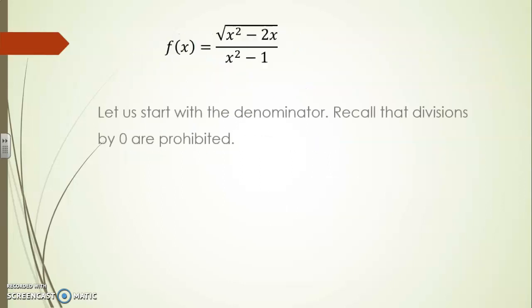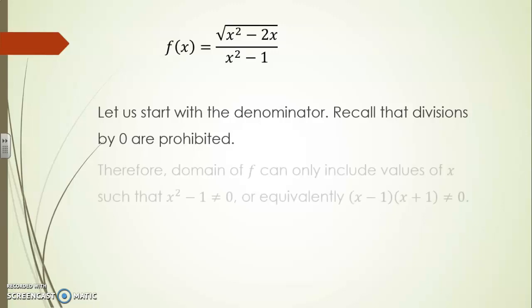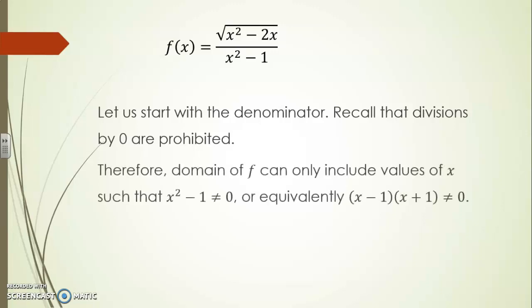Let's start, for example, here with the denominator x squared minus 1. And recall that divisions by 0 are not allowed. Therefore, we can only include in the domain values of x for which x squared minus 1 is not 0. Here's where factoring comes in handy. So x squared minus 1 is a difference of squares, and therefore the product of x minus 1 and x plus 1. Not equaling 0 obliges you to force x to be different from 1 and different from minus 1. Okay, so the denominator is not a problem aside from these two numbers.